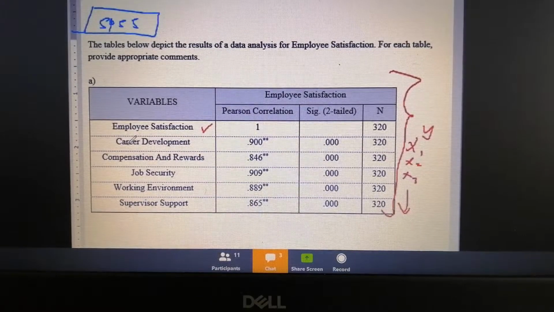So career development, compensation and rewards, job security, working environment, supervisor support. These are the elements we call independent variables. So now we would like to analyze the data. The conclusions based on the data, you'll be able to deduce.